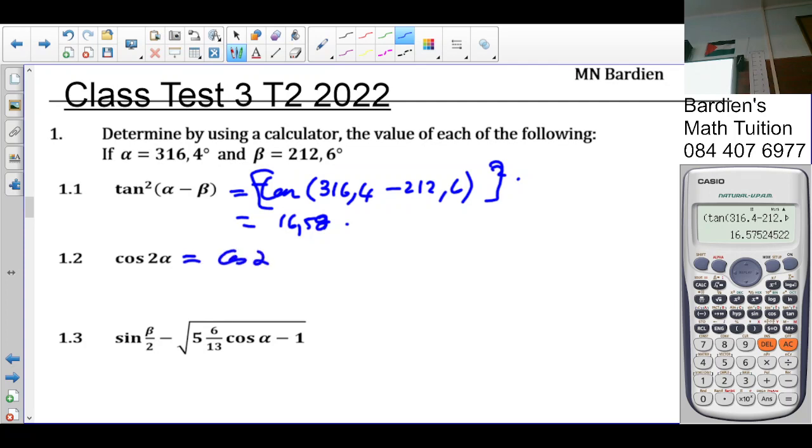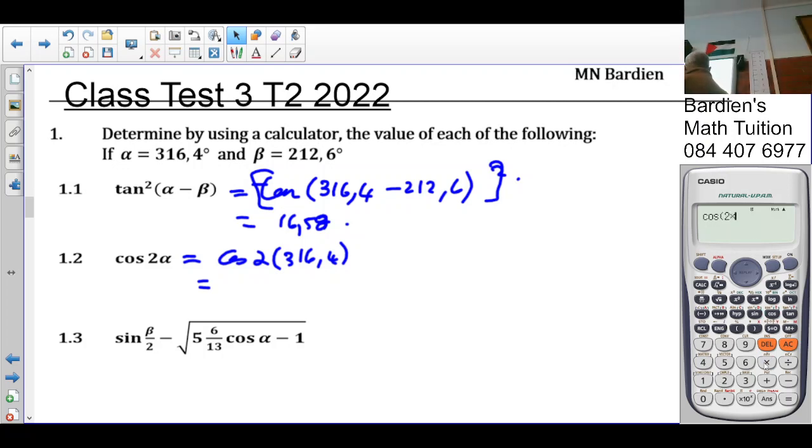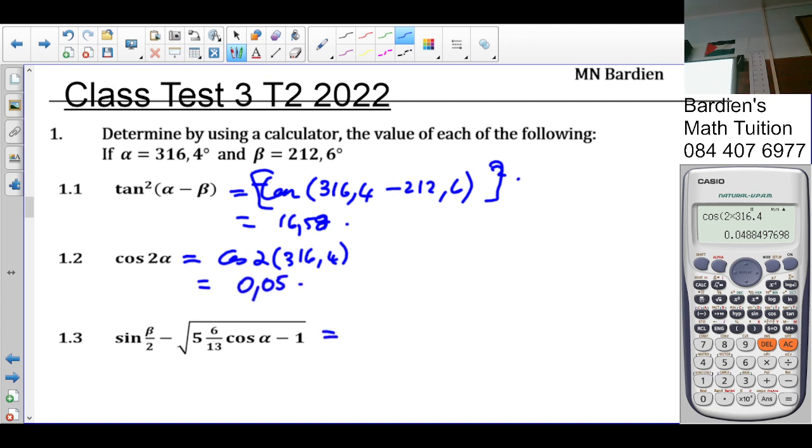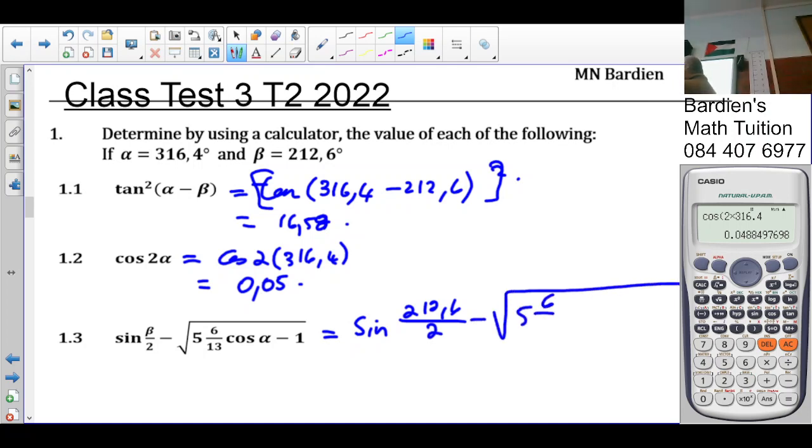Right, the next one. Cos of 2 times alpha. So it's going to be 316,4. When you put that in the calculator, it will be cos 2 times 316.4. That's going to give you 0,05. Okay. The next one is sine beta, which is 212,6 over 2 minus the square root of 5 and 6 over 13 cos of alpha, which is 316.4 minus 1.